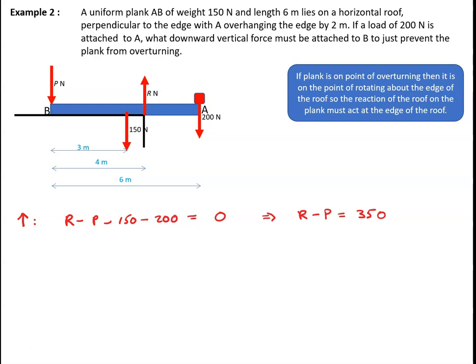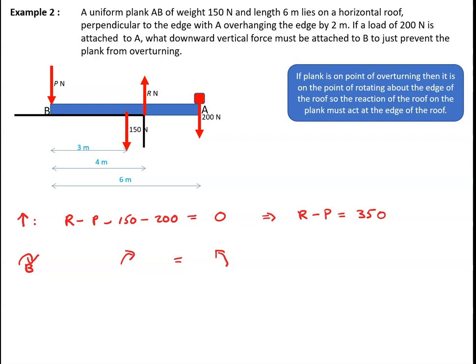Now I'm going to take moments about one of the points. In this case, I'm going to choose to take moments about B, because if I take moments about B, P won't come into the equation at all. So I've only got to do the moments for the 150 newtons, the 200 newtons and the R newtons. That will give me the value of R, and then I can deduce the value of P from my earlier equation. So taking moments about B, the clockwise moments have to equal the anti-clockwise moments.